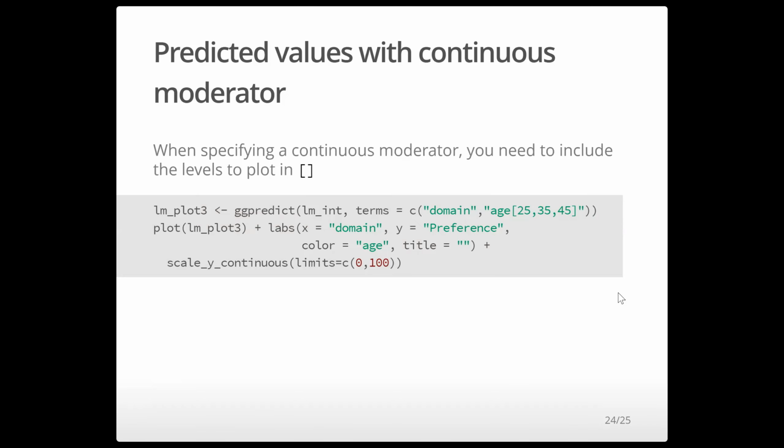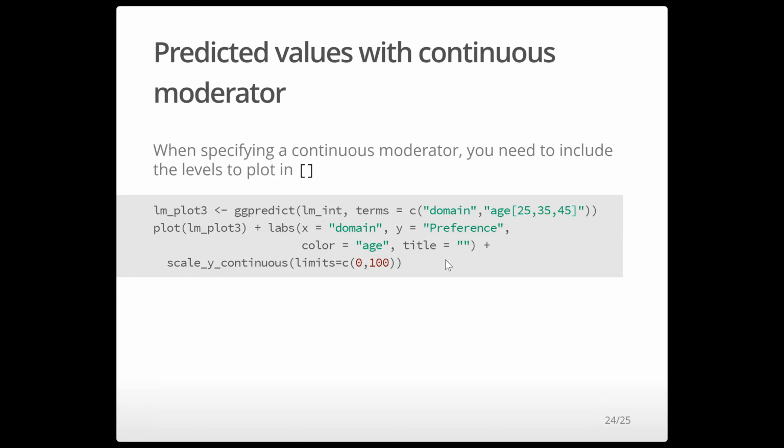And if we use a continuous moderator instead of a categorical moderator, we have to specify the levels that we want to view inside of square brackets. So for example, let's say we wanted to look at the relationship between domain and the outcome variable predicted by our model. But we want to look at how it's moderated by age. So here we're going to look at the predicted results for ages of 25, 35, and 45.